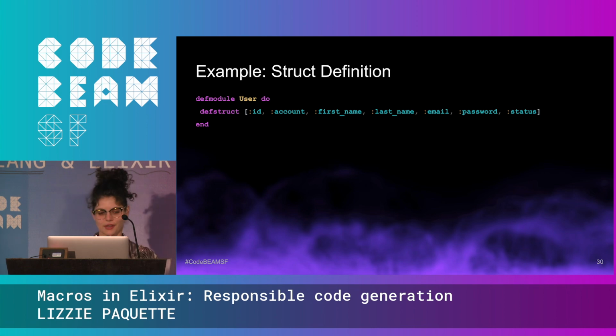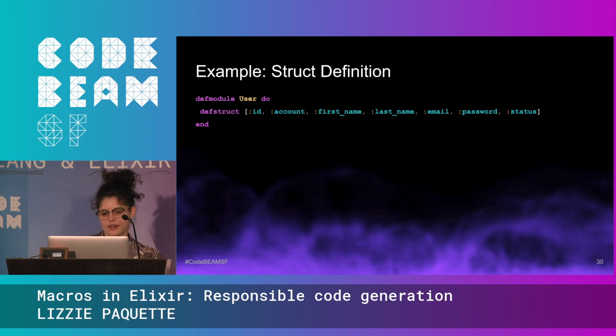Let's go into some examples. Struct definition. Defining a struct in Elixir is pretty easy. Here I'm doing it on one line. You just pass a list of fields, and then you're done.